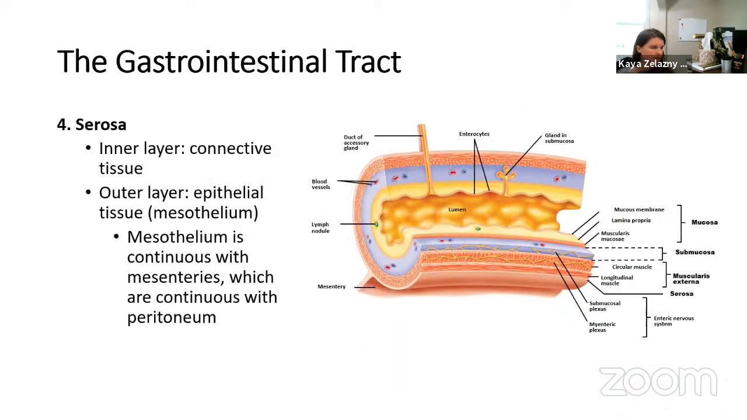Questions about these layers before we then move a little more through the pathway of food?